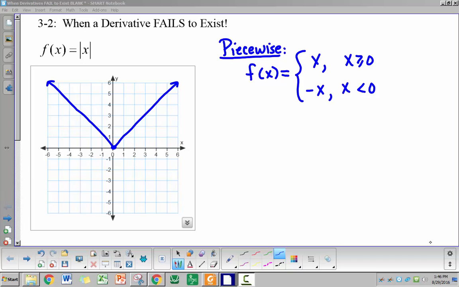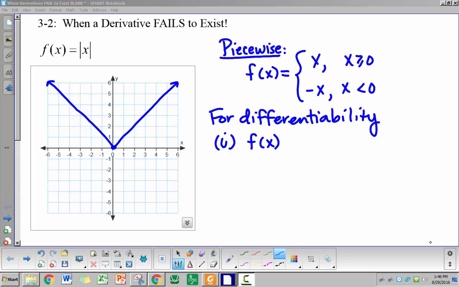So, for a function to be differentiable, that's a big word. What does it mean to be differentiable? That means you can take its derivative. In order for it to be differentiable, it first has to be continuous. So can we say for differentiability, there are two things we have to check. First we have to check, is f of x continuous? And can we check that? Yes? I think everybody here can see that that's continuous.